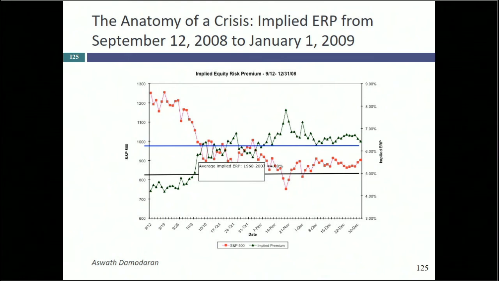During this period, the green line is my implied equity risk premium. The red is the S&P 500. The stocks are collapsing, and my implied equity risk premium is climbing. The implied equity risk premium started at about 4.34%. There was a day in November where it hit 8%. It almost doubled in 2 months.